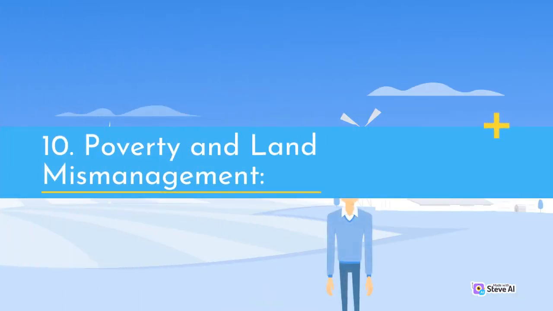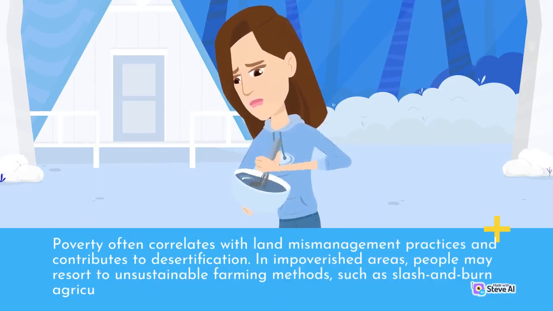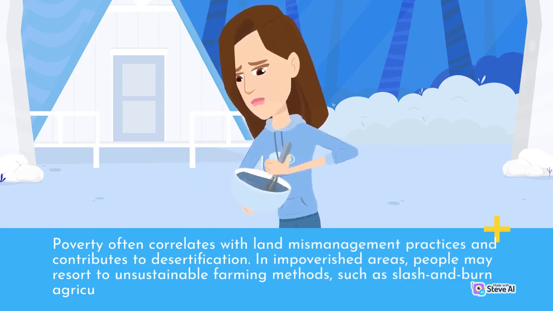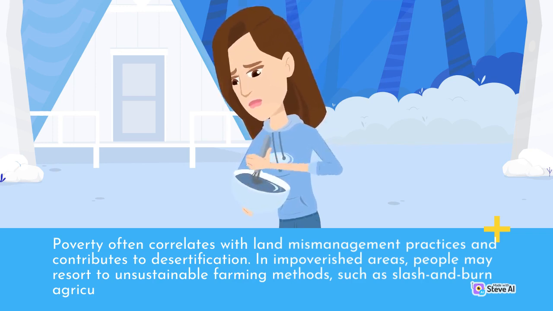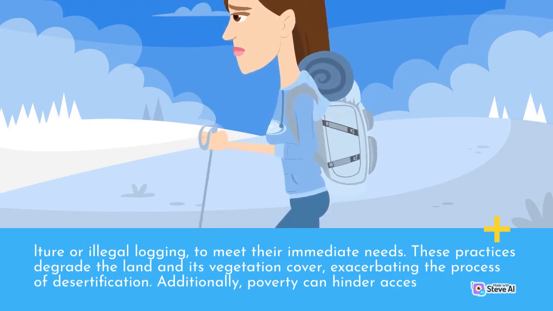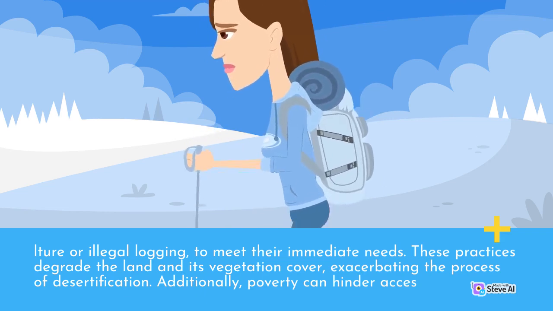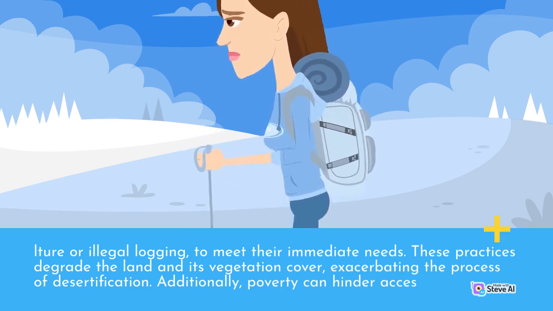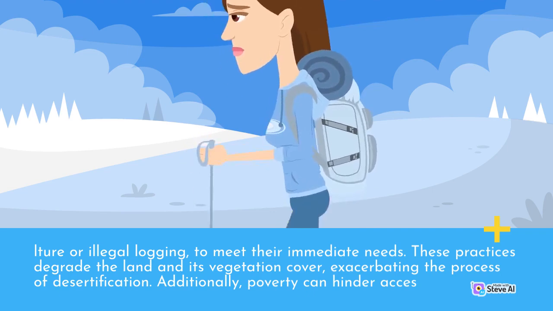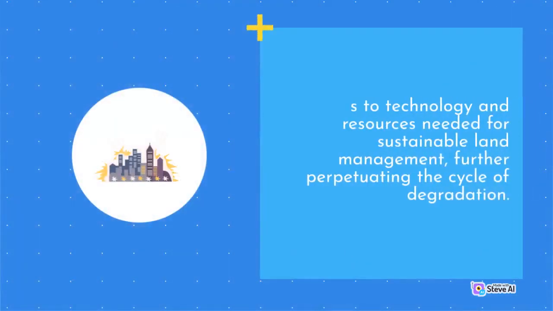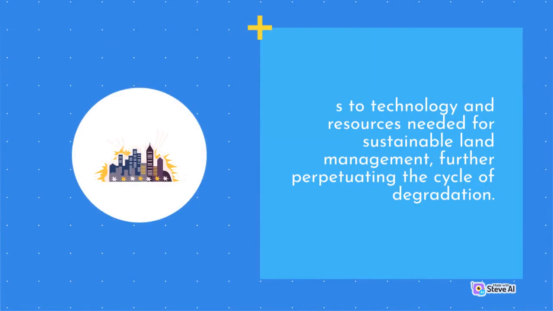10. Poverty and land mismanagement. Poverty often correlates with land mismanagement practices and contributes to desertification. In impoverished areas, people may resort to unsustainable farming methods, such as slash and burn agriculture or illegal logging, to meet their immediate needs. These practices degrade the land and its vegetation cover, exacerbating the process of desertification. Additionally, poverty can hinder access to technology and resources needed for sustainable land management, further perpetuating the cycle of degradation.